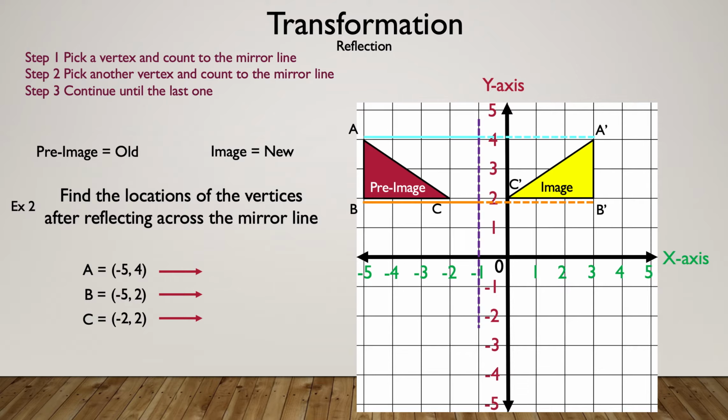Now let's go ahead and find C prime. So let's start counting to the line. So 1, and now we count away, which is 1 as well. So A prime, B prime, and C prime are all in the right spot.